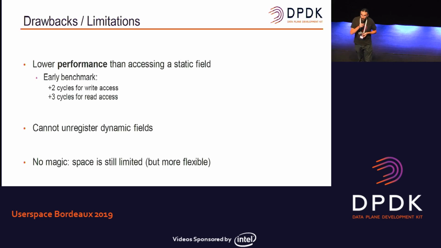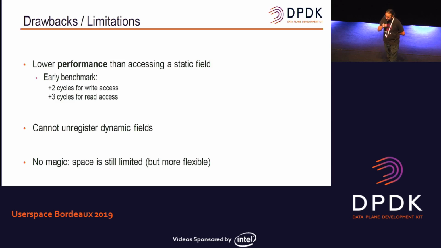So what are the drawbacks and limitations of this proposal? So as I said, there is a performance impact, which is, I think, quite small and acceptable for some use cases. I've made a quick benchmark and compared it to the access with a static field, and it's a couple of cycles longer, but it's not that much.